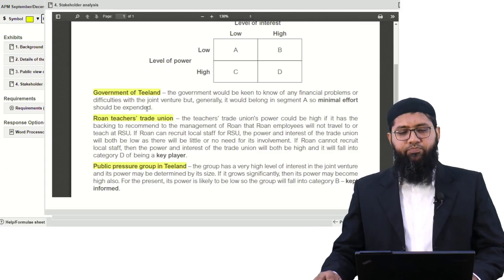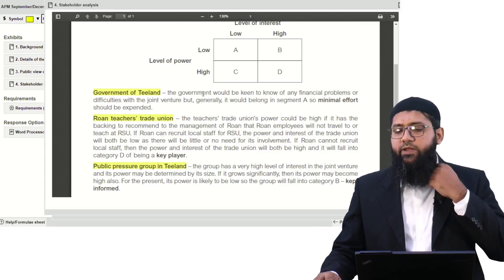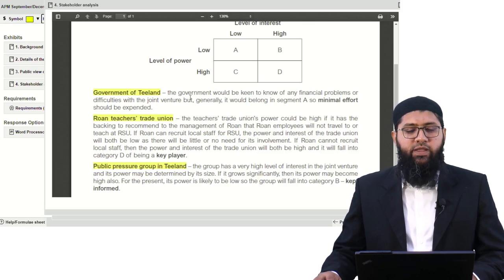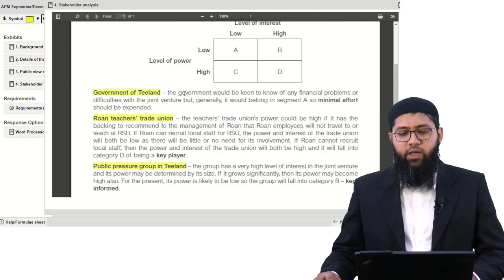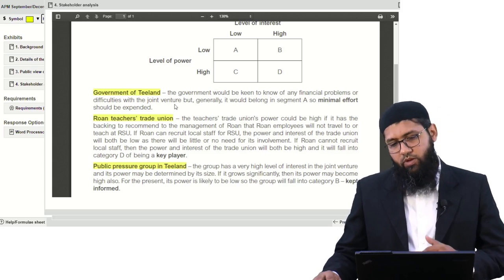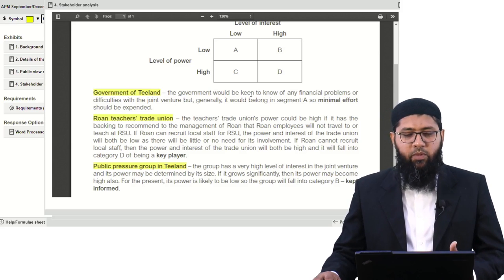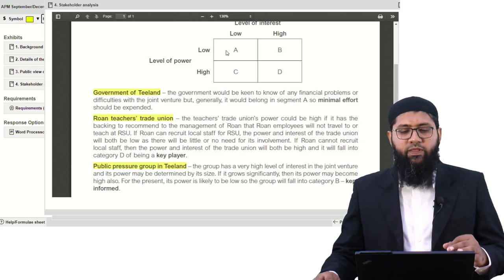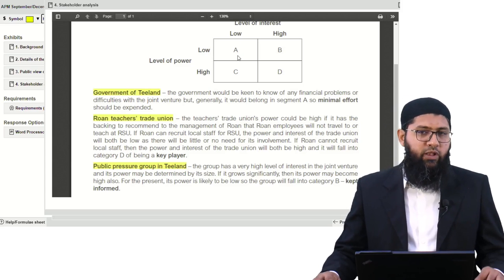Now what next is there? It says the government would be keen to know of any financial problems or difficulties with the joint venture, but generally it would belong in a segment A, so minimal effort should be expended. That means they've got low interest, that means they've got low power.